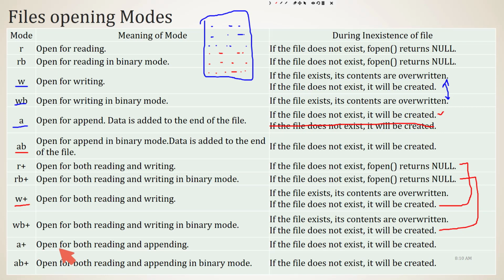A plus mode is open for both reading and appending. If the file does not exist, it will be created. AB plus means open for both reading and appending in binary mode. If the file does not exist, it will be created. These are the modes in which a file can be opened. The important modes are R, W, and A. If you know these three modes, you can write almost all the programs in files.